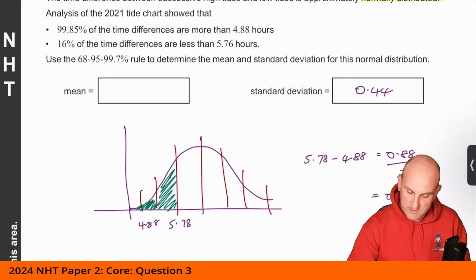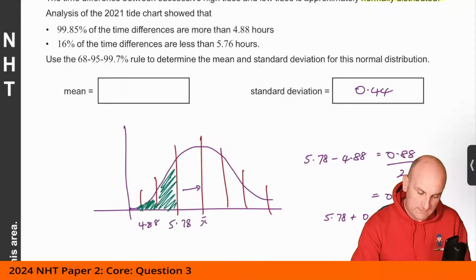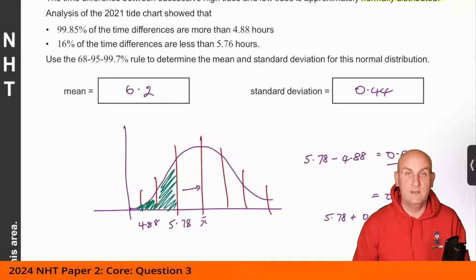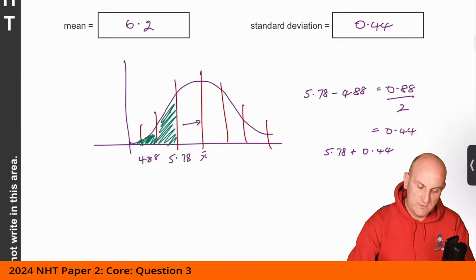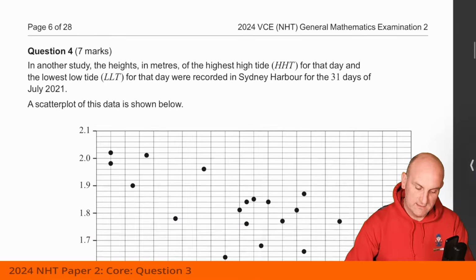How do I get to my mean? Well, my mean is here. That's 1 standard deviation on top of that. So if I was to do 5.78 plus, what would I have? 0.44, I get the value of 6.2. And again, all of that could be done on your calculator. Again, a fairly nice question for 2 marks. I would imagine 1 mark for each of those correct answers.